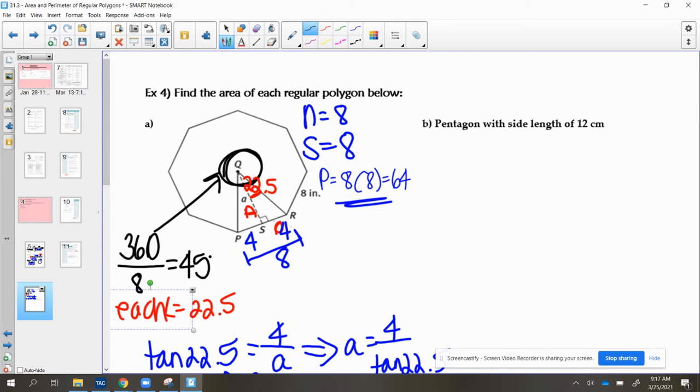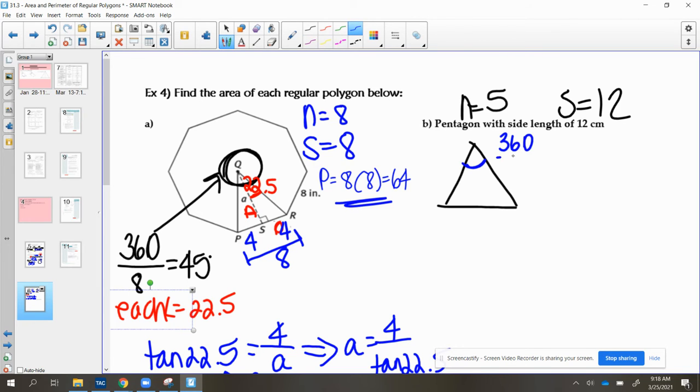All right, now a pentagon with this kind of length. Again, if we draw in, we know pentagons have 5 sides. Okay, 5 sides on that. And the side length is 12. So this angle here is going to be found by taking 360 divided by the number of sides, which is 72. But we only want half of it. So half of that is going to be 36 degrees.